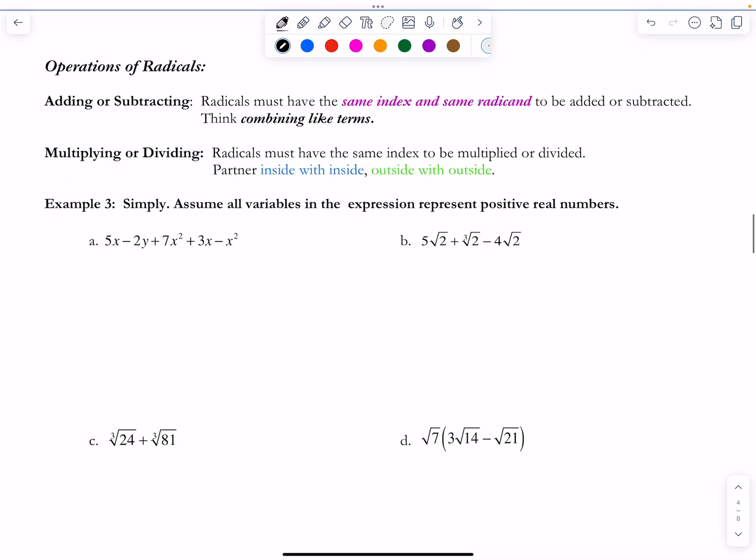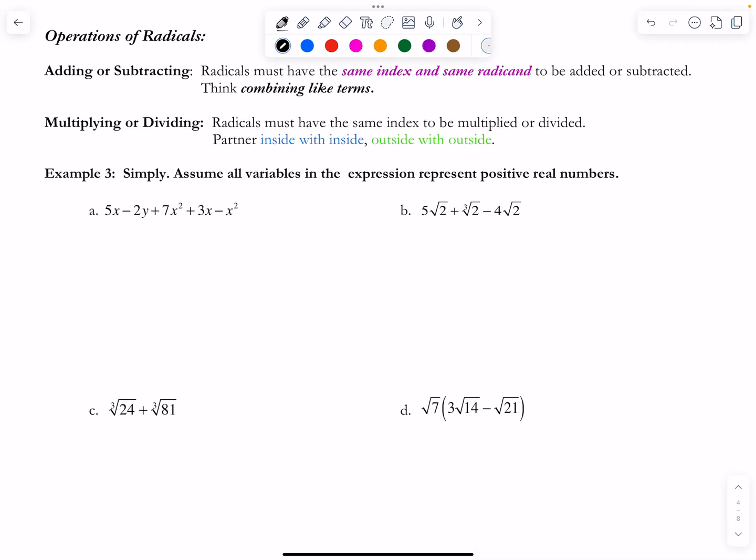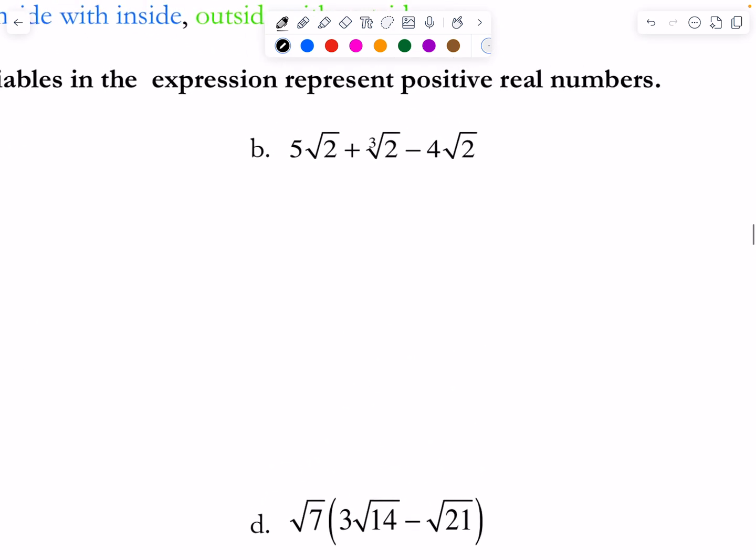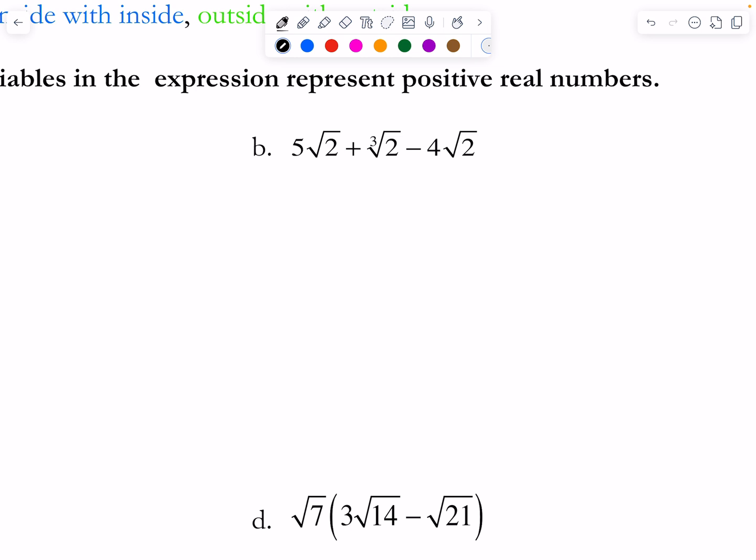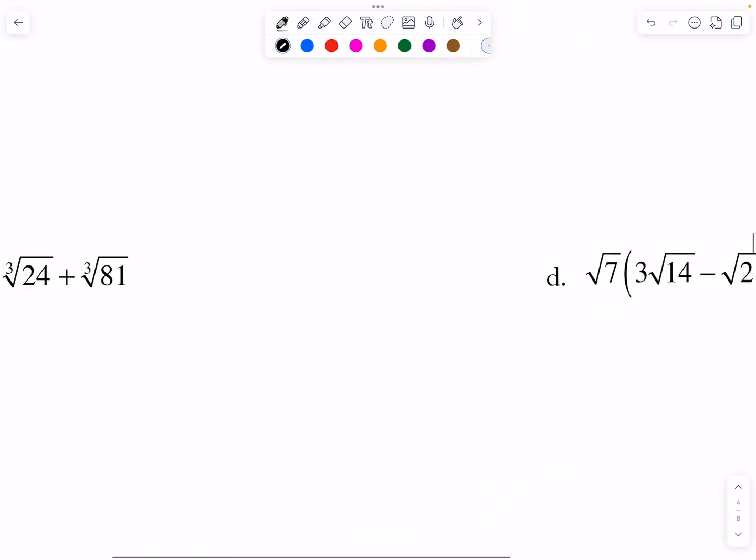Some operations with radicals. I'm going to go ahead and ignore A. You guys can do that from your days in Algebra 1. In B, I have to have the same index, so they're trying to confuse you with this index of 3. That one has to be standalone by itself, because the other ones are the square root of 2, not the cube root of 2. So 5 root 2 minus 4 root 2 is 1 root 2, and then plus the cube root of 2. All right, so the square root of 2 plus the cube root of 2, that's simplified.